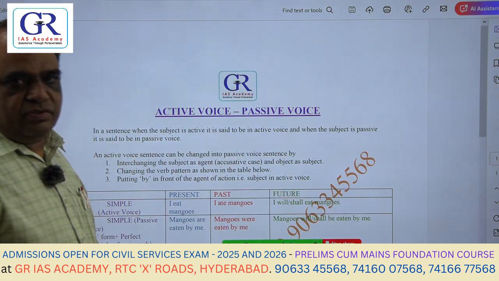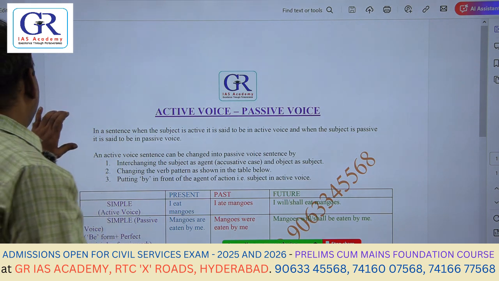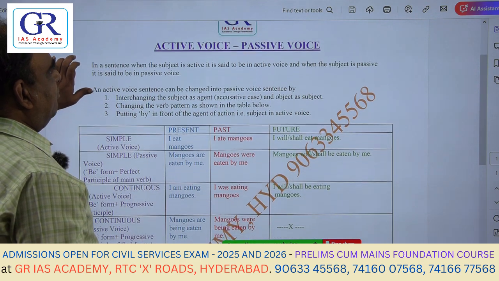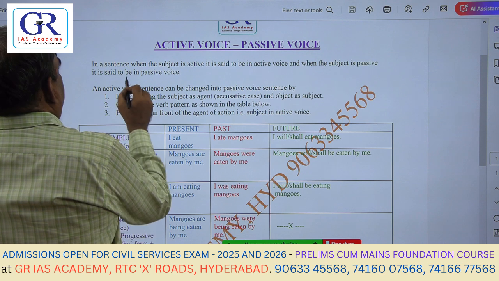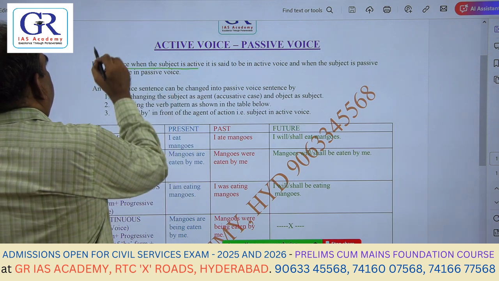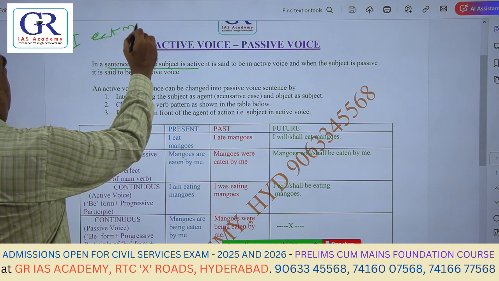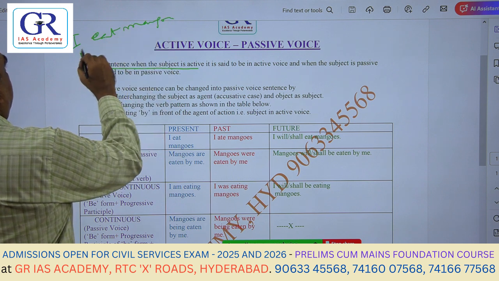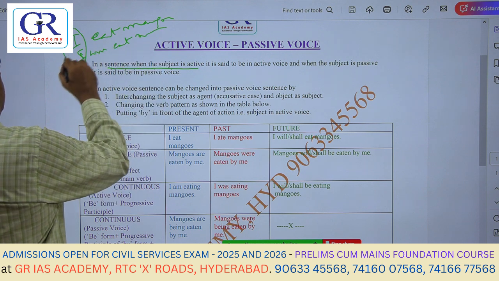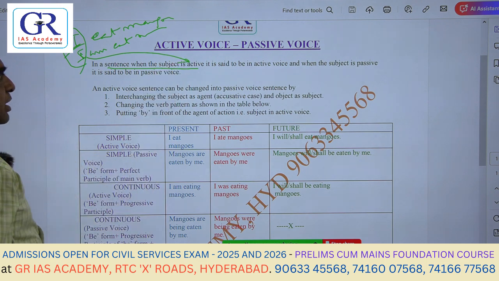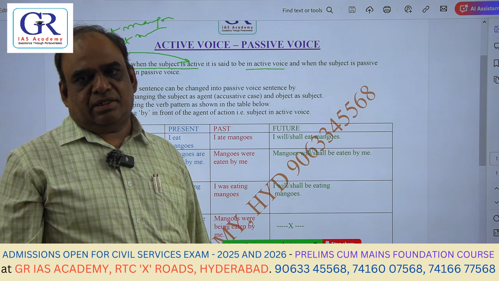Active voice, passive voice. Today's class is active voice, passive voice in tenses. Till now we have seen how tenses are formed. In a sentence, when the subject is active, that is, I am eating mangoes, I eat mangoes, or I am eating mangoes, whichever sentence I take, here the subject is I. It is active. At that time, we call it active voice.